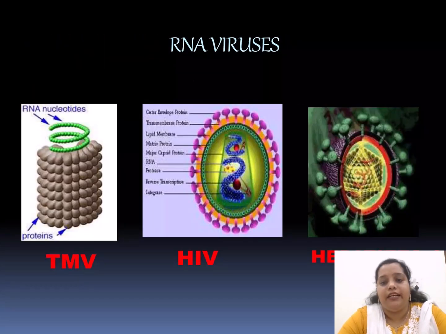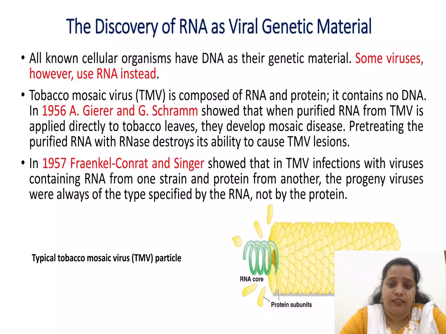Next, here is the diagrammatic representation of different types of RNA viruses. Here, if you see, the first is tobacco mosaic virus, which contains RNA nucleotides and protein. Next is HIV, that is human immunodeficiency virus. And then we have hepatitis viruses.